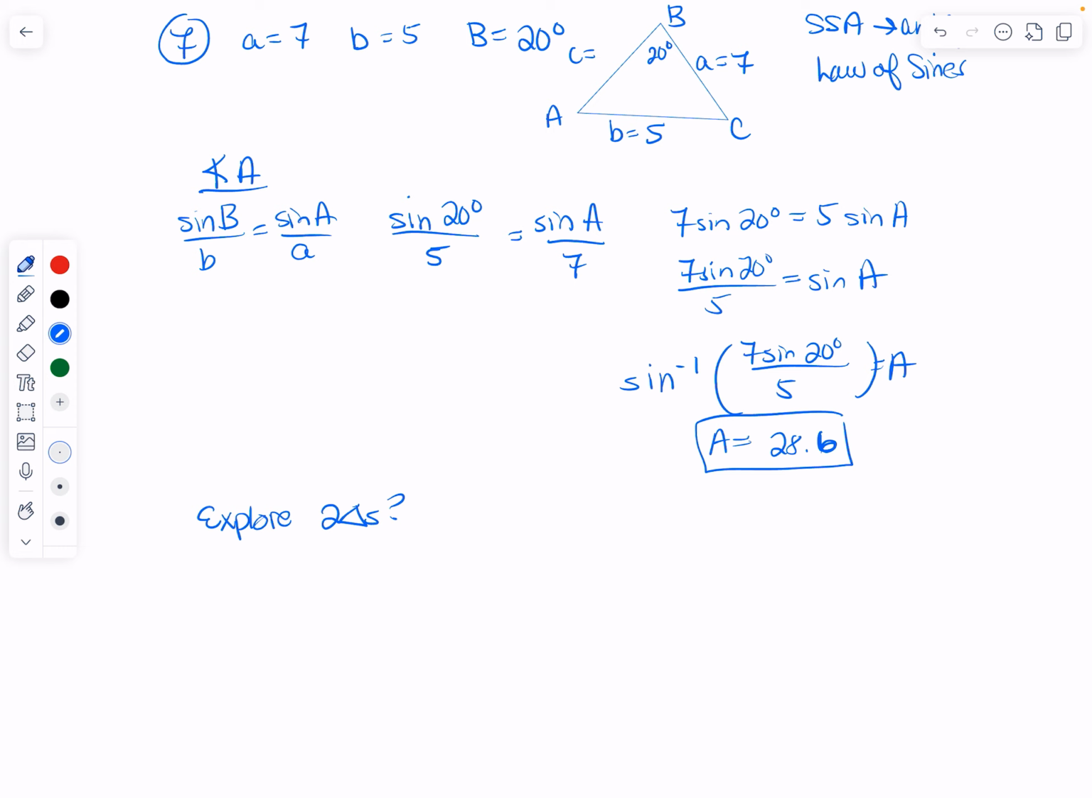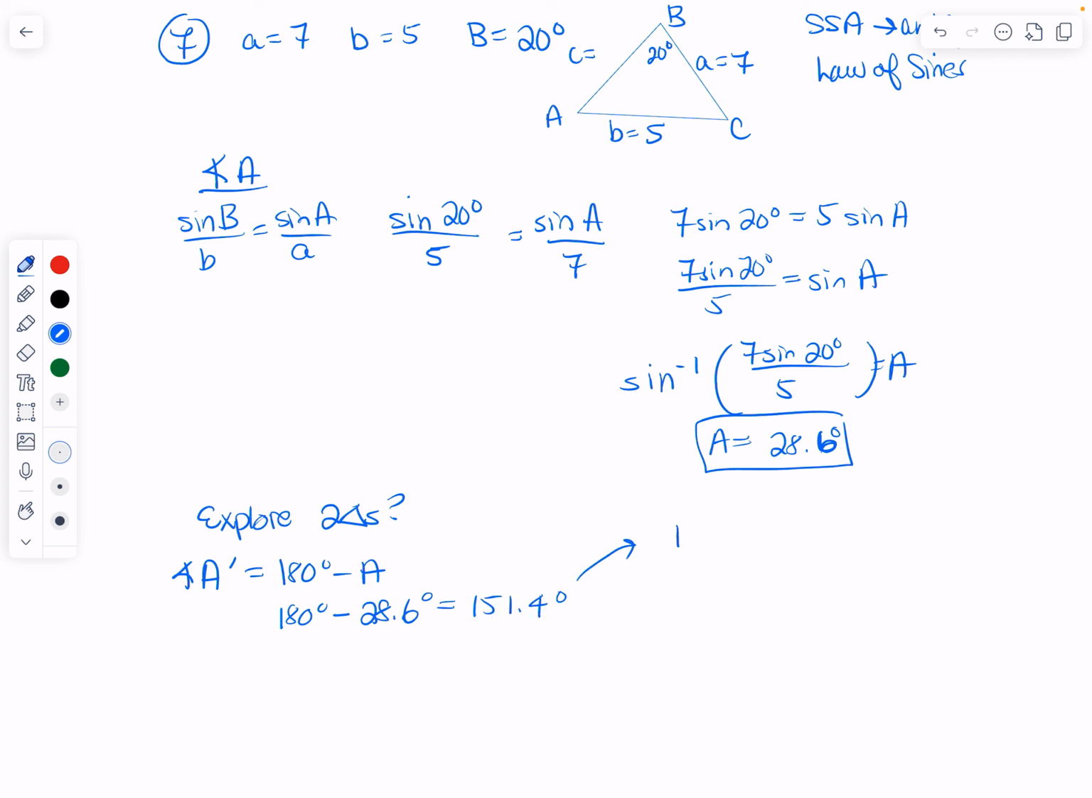And to do that, I find angle A prime. To find that, I take 180 less what angle A is, because again, I don't know if that angle A pushes in or out. It's possible. So I take 180 less angle A, which I just found to be 28.6 degrees. So let's do that. 180 minus 28.6, and I get 151.4 degrees for alternate angle A.